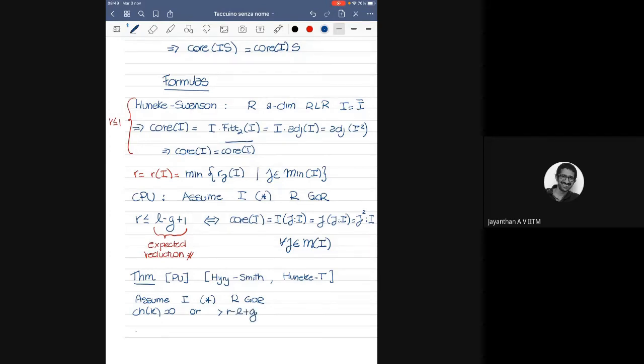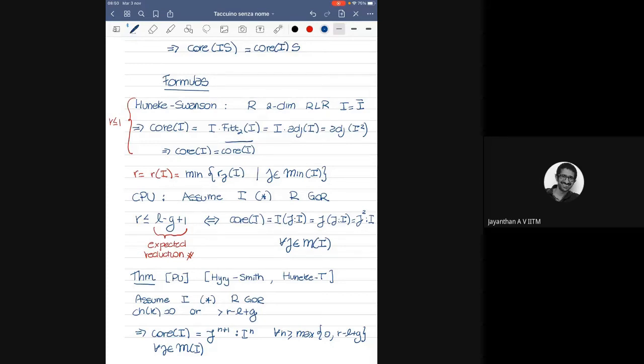Then the core of I has this shape, J^(n+1) colon I^n, for every n bigger than or equal to the maximum of 0 and r minus l plus g. And this, again, you can do it for every J, minimum reduction of I. You obtain this for every J, not just for general, for every, okay?